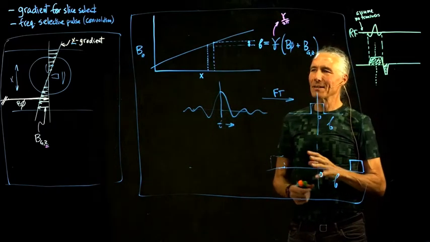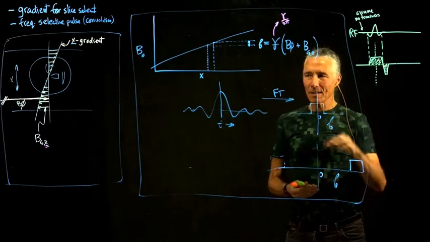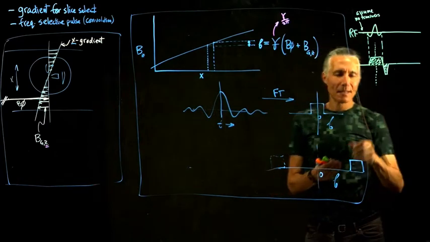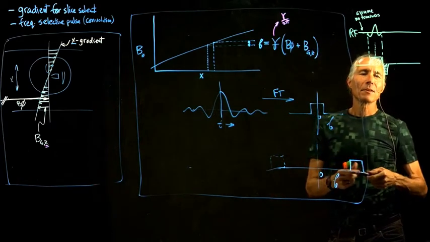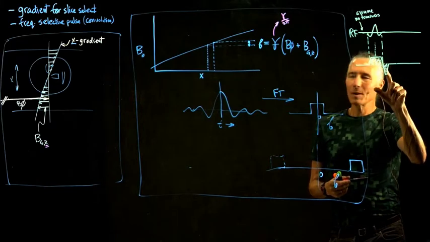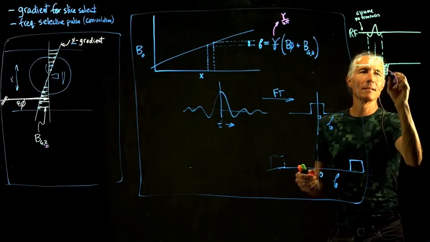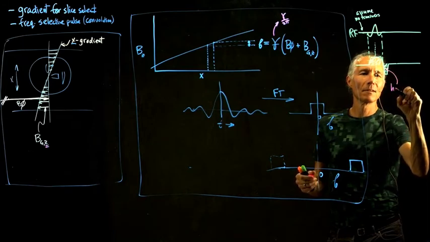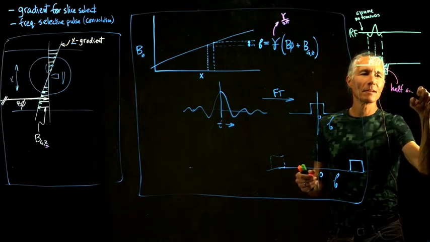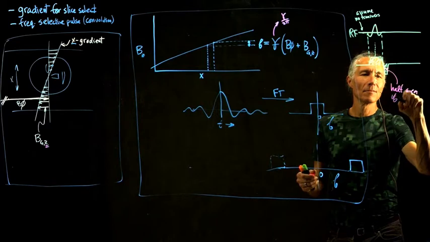So how do you figure that out? Well, it turns out if you do lots of equations, that you can basically fix up what got messed up with half. So we make this half the area of the slice select.